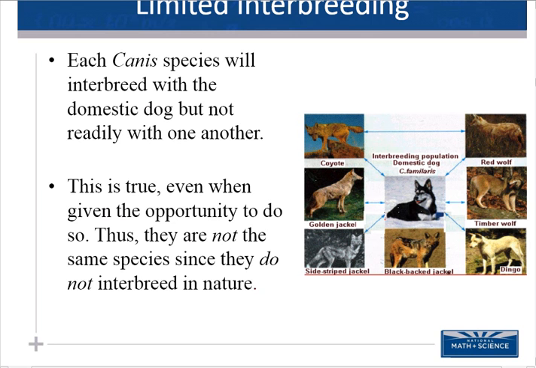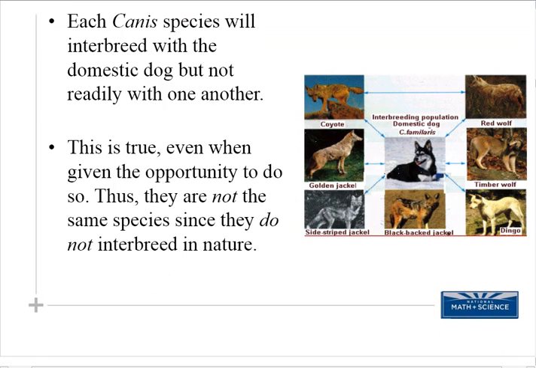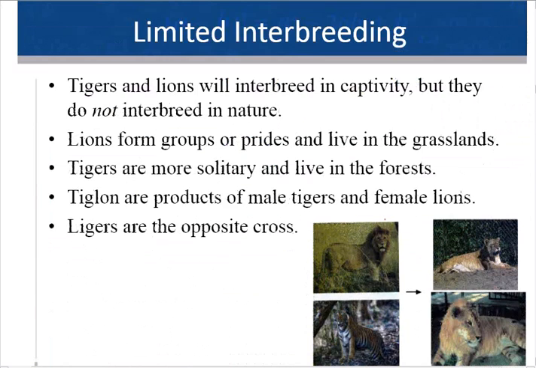But we have other members of Canis. Canis lupus is the wolf, and you see other varieties of the Canis genus here in this picture. They don't breed with one another, even when they're in the same place in nature. But if you put them in the same location as a dog, they will often interbreed. But in nature, it doesn't usually happen, so we do consider these to be separate species.